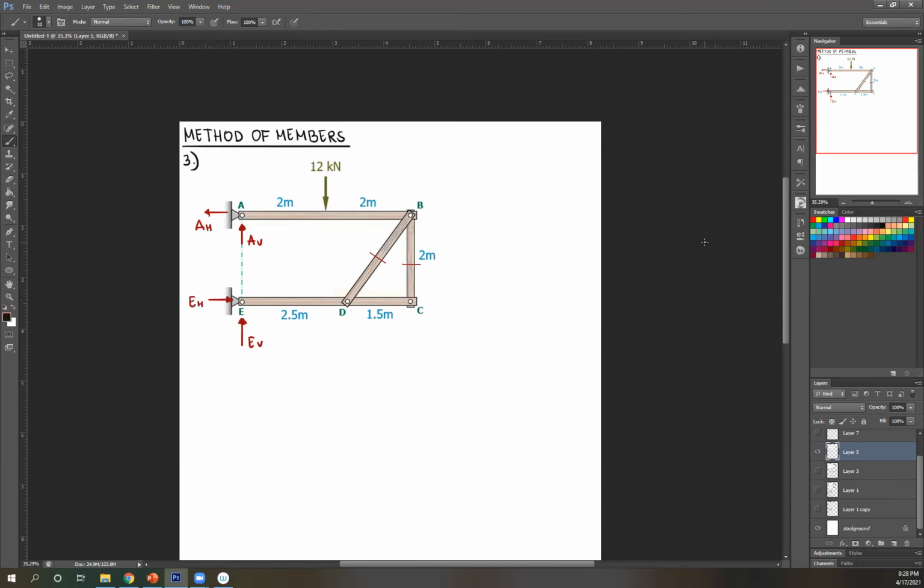Well, now let's start solving. So remember, or recall, whenever we want to look for reactions, we usually take moment about the other support. So if I want to start at A, let's take moment at E. Okay. So summation of moment at E equals 0.